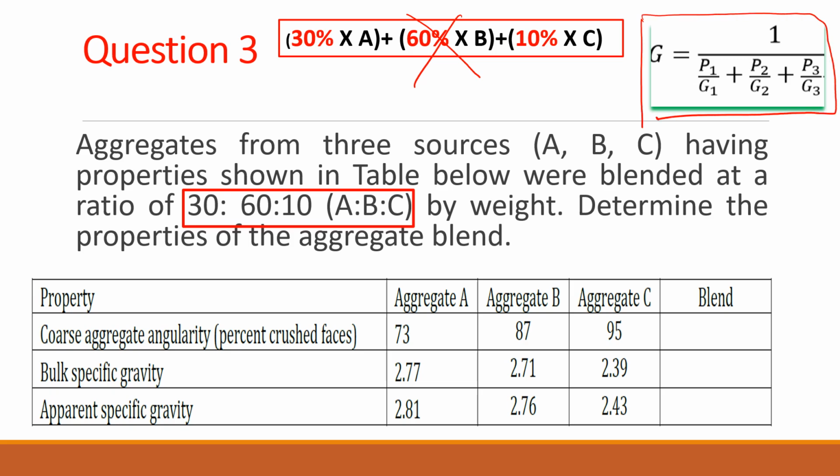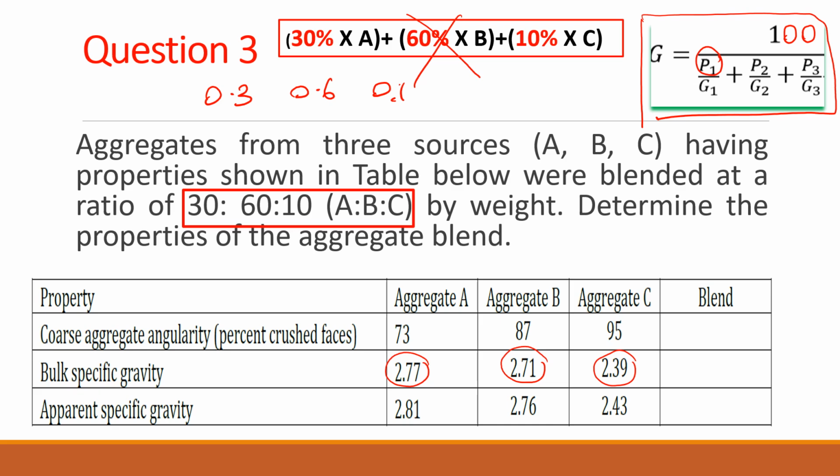Here P is the proportion. Proportion means 0.3, 0.6 and 0.1 in this case. If you want to use 30, 60 and 10, you can make the numerator 100. It's up to you. If you want to use P1, P2, P3 as 30, 60, 10, you have to make the numerator 100. And then G is your property. So G1 is 2.77, G2 is 2.71, and G3 is 2.39.